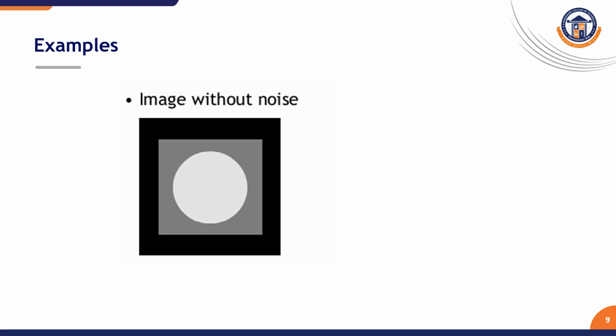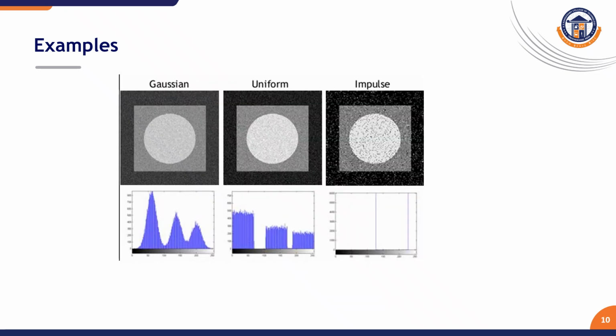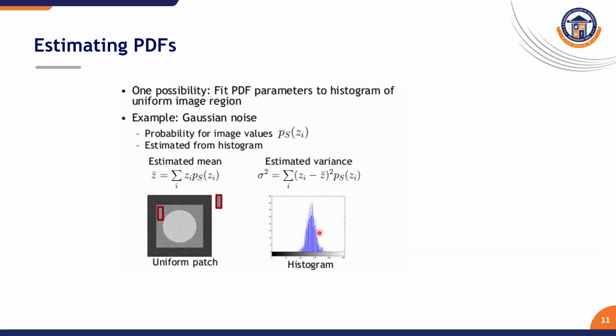An example of an image without noise is given here, and different noises are added to that original image. The types of noises are Gaussian, uniform, and impulse noise. The impulse noise is nothing but salt and pepper noise. The histograms of the Gaussian and uniform noises are given in the graph. Next, estimating probability density functions. One possible method is to fit PDF parameters to the histogram of a uniform region.